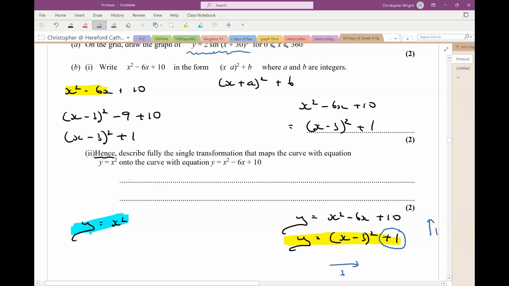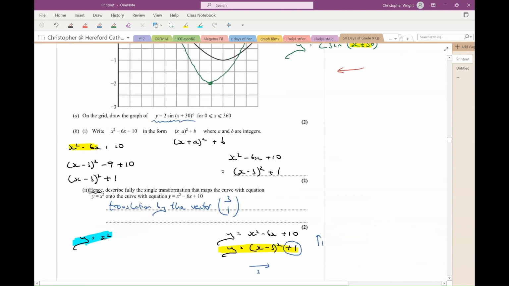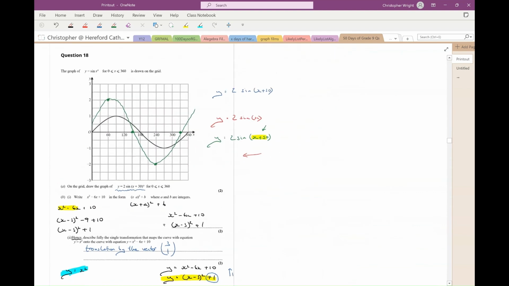So the transformation is going to be a translation by the vector, positive 3 along and 1 up. Okay, good. That is question 18 complete.